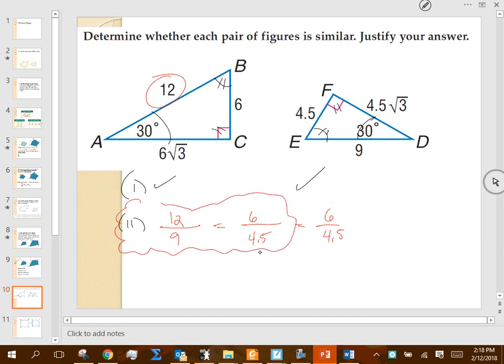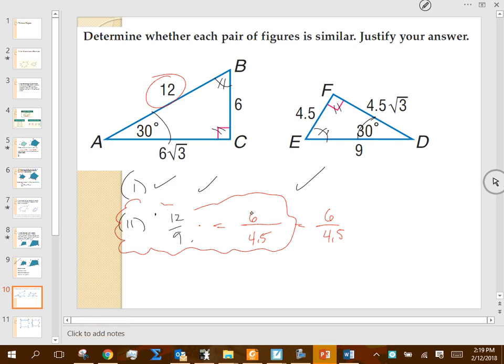Let's look at these two. Okay. Are those two equal? Yeah. What's 9 divided by 2? Okay, 9 divided by 2 is 4.5, right? Yeah. So you're saying that 12 is the same thing as 2 times 6, and that 9 is the same thing as 2 times 4.5. Just like we do with the radical 3's, these 2's are a factor of 1. So now you get 6 over 4.5 is equal to 6 over 4.5. So those are equal.